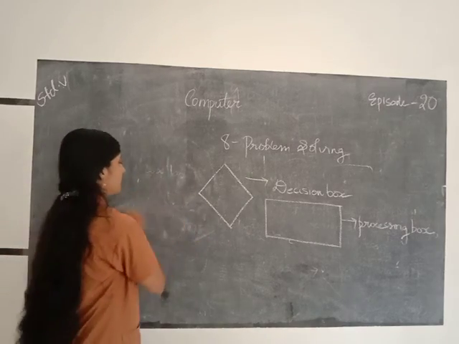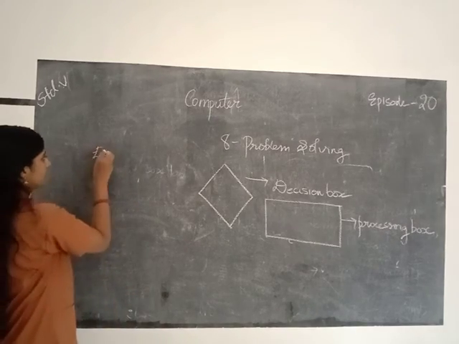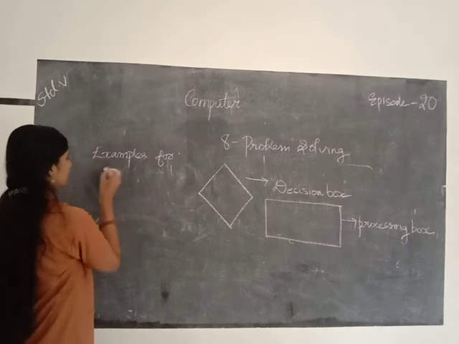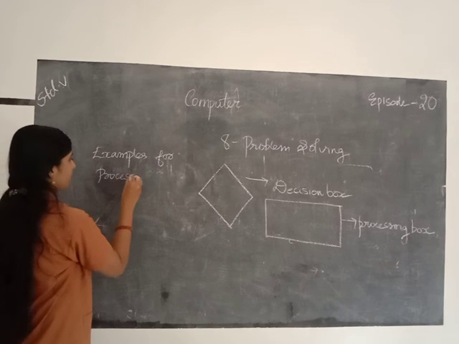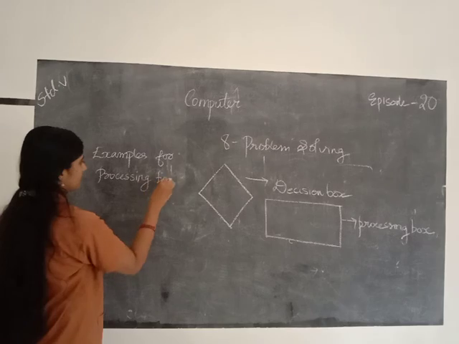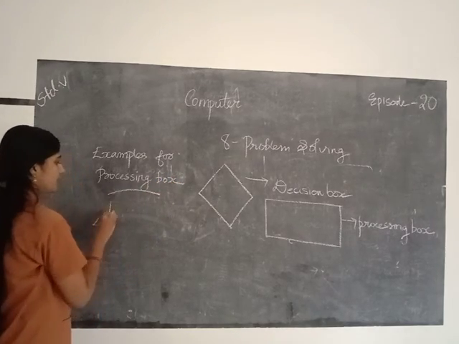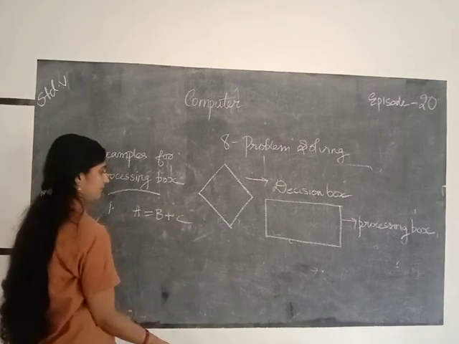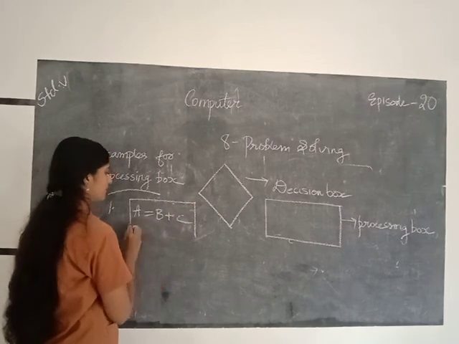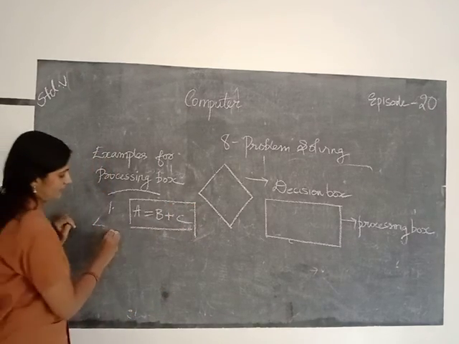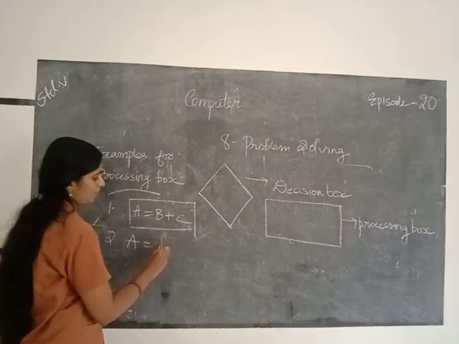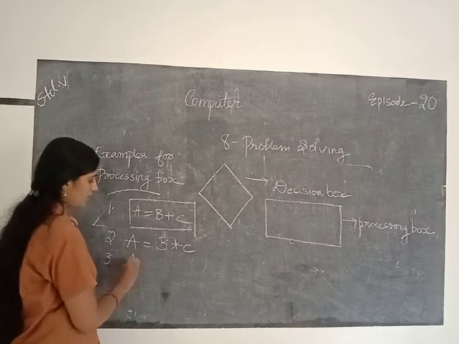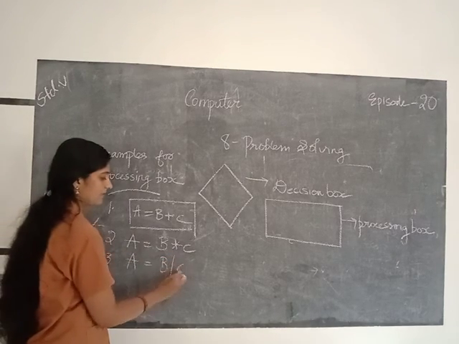Examples for the processing box. The first one we can say A is equal to B plus C. So we can include that in the processing box. Then next, let's say A equal to B into C. Then the third one, A equal to B by C.